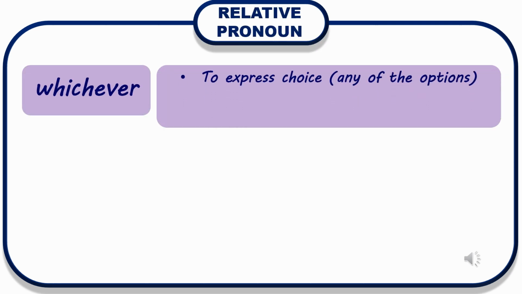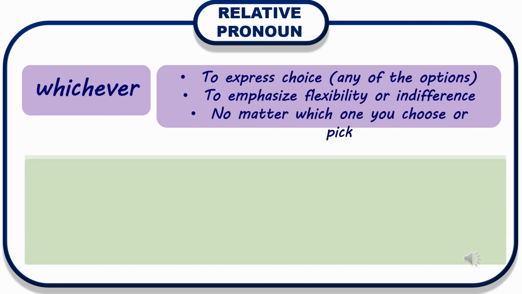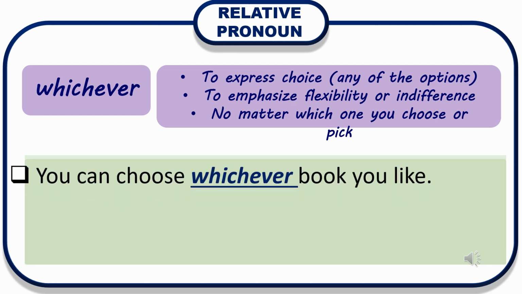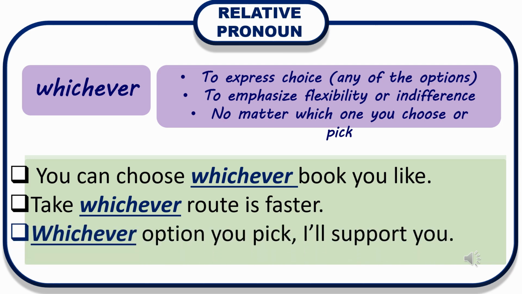Unlock whichever, the relative pronoun that celebrates choice and flexibility. Superpower of whichever, means any option works, you decide. Shows openness or indifference. Examples in action, you can choose whichever book you like. All books are fair game. Take whichever route is faster. No preference, just pick the quickest one. Whichever option you pick, I'll support you. 100% backing, no matter what.